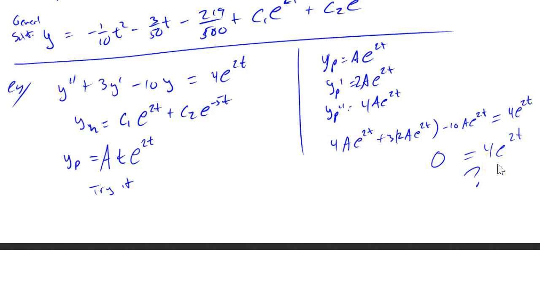So the thing is, this is not the solution. And this happens once in a while when the stuff on the right-hand side is part of what already is the solution to the homogeneous equation. Okay, then you've got to do something else.